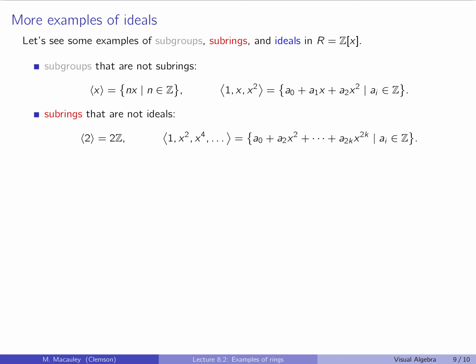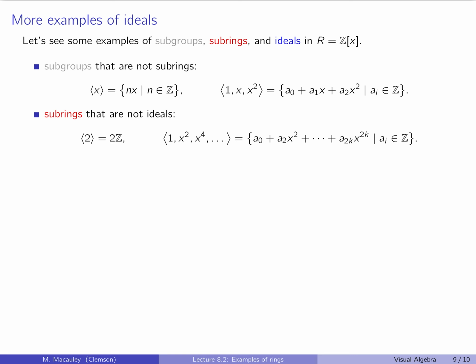Let's now see examples of subrings that are not ideals. And once again, think about this set of polynomials as an additive abelian group. 2 generates a subgroup. You can add and subtract it to itself however many times you want, and you get the even integers. That is not an ideal, because if you take this set and you multiply by x, you no longer have an even integer, you have a degree 1 polynomial.